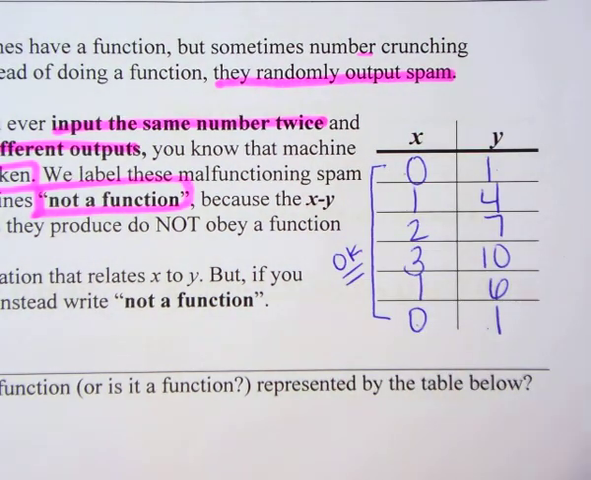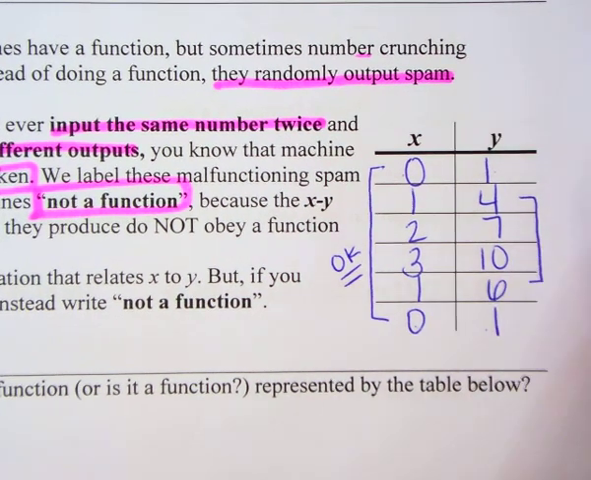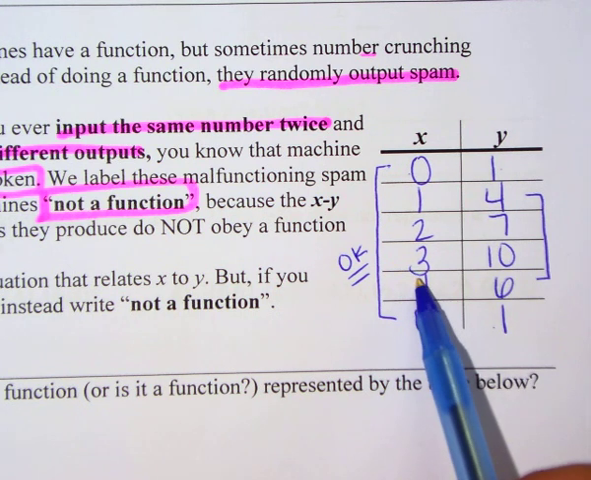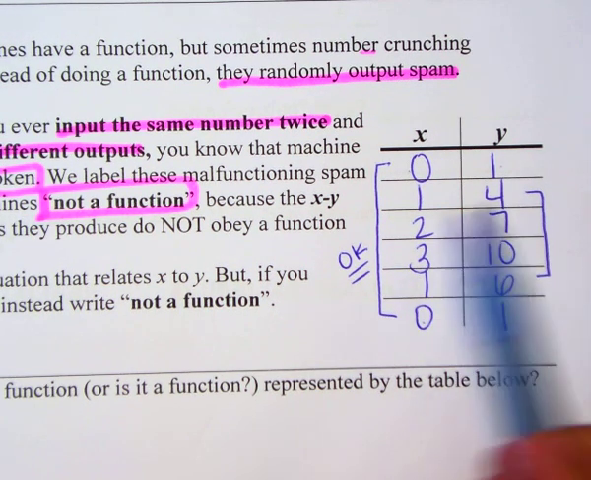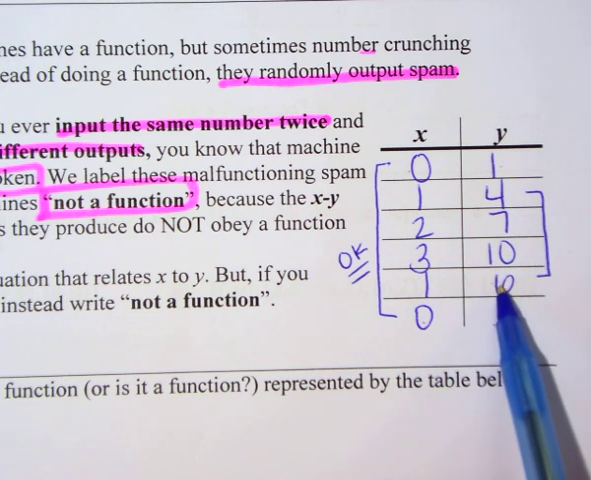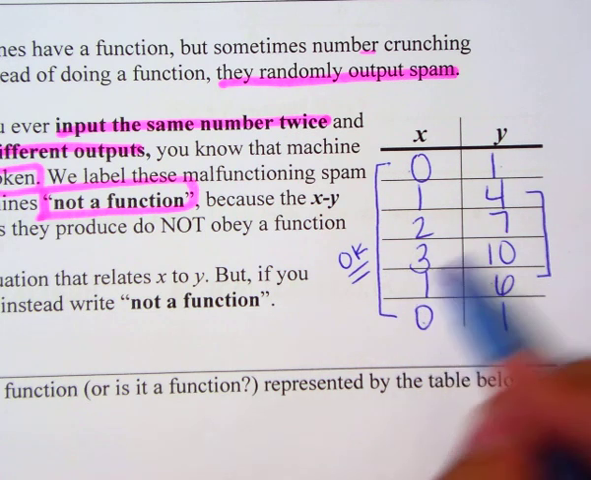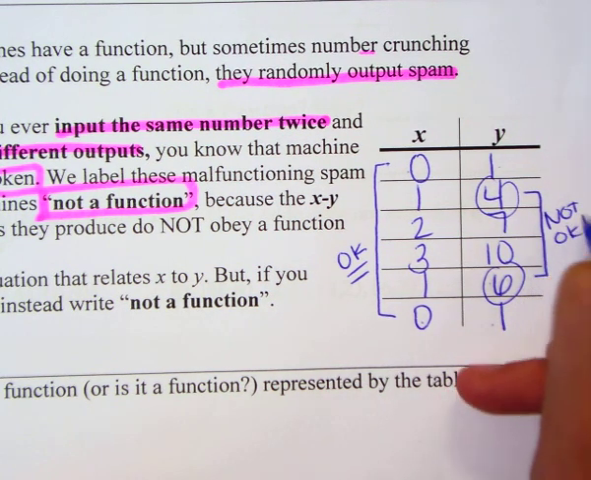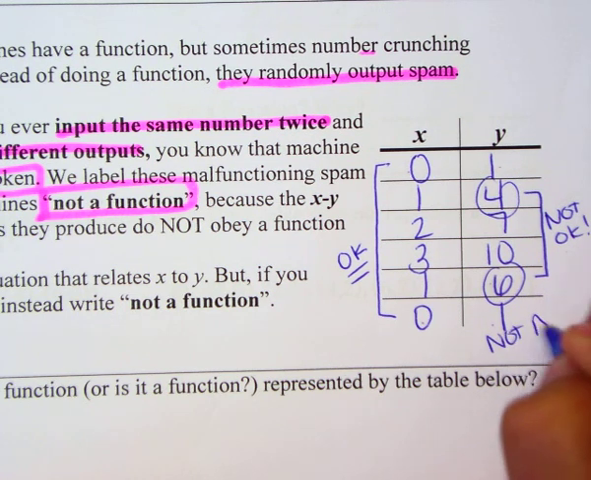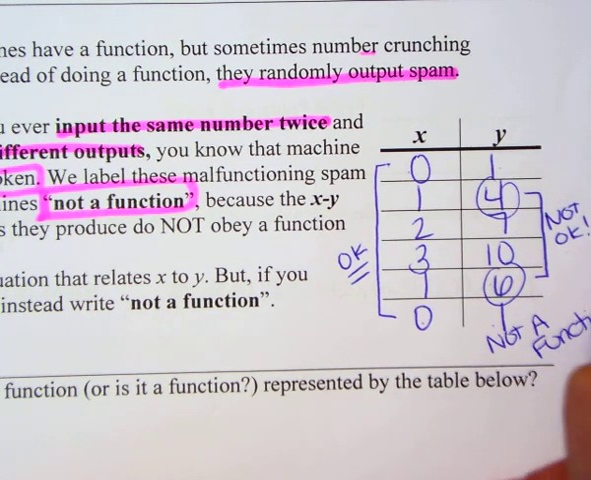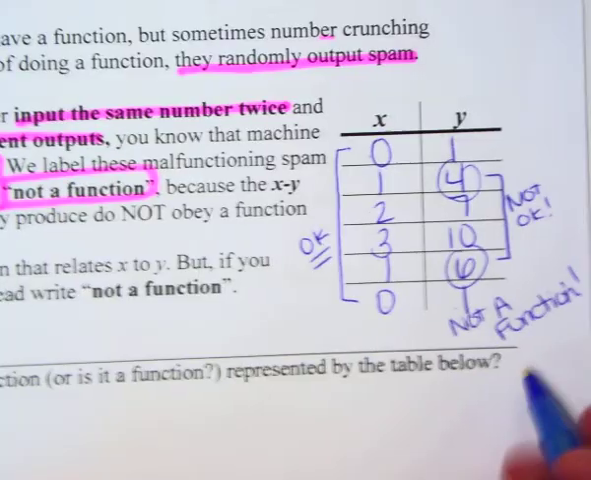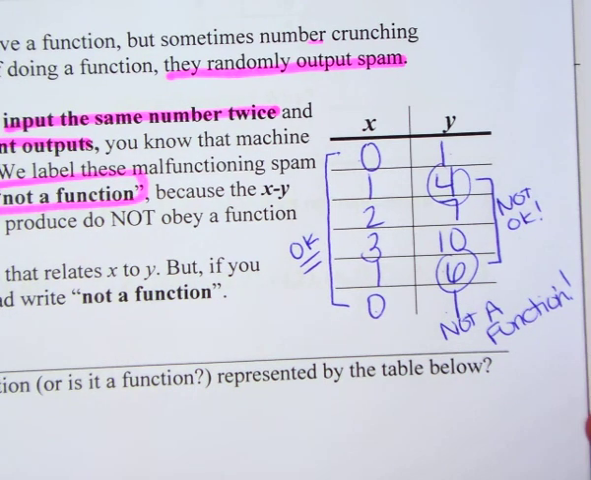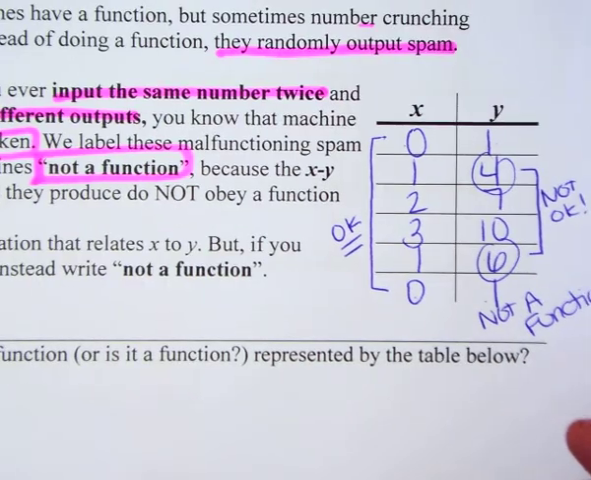However, let's look at these two. When I put 1 into the machine, 4 came out. The next time I put 1 in the machine, 6 came out. So when I put the same number into the machine, 2 different values came out. This is not okay. Therefore, this is not a function. Meaning that this is not a functioning machine. It's broken. It's outputting spam. It's not working. Okay?